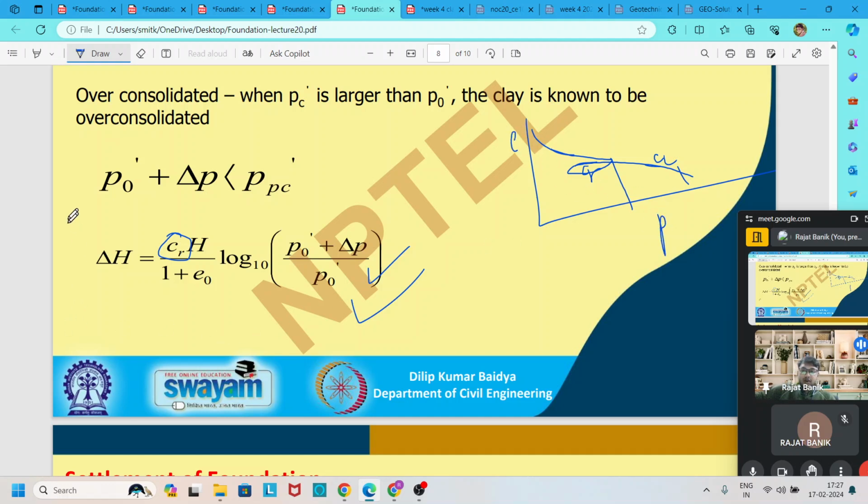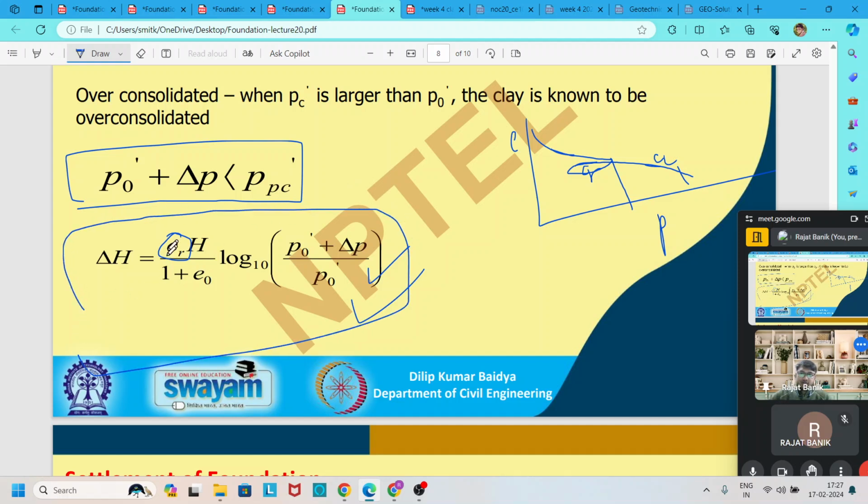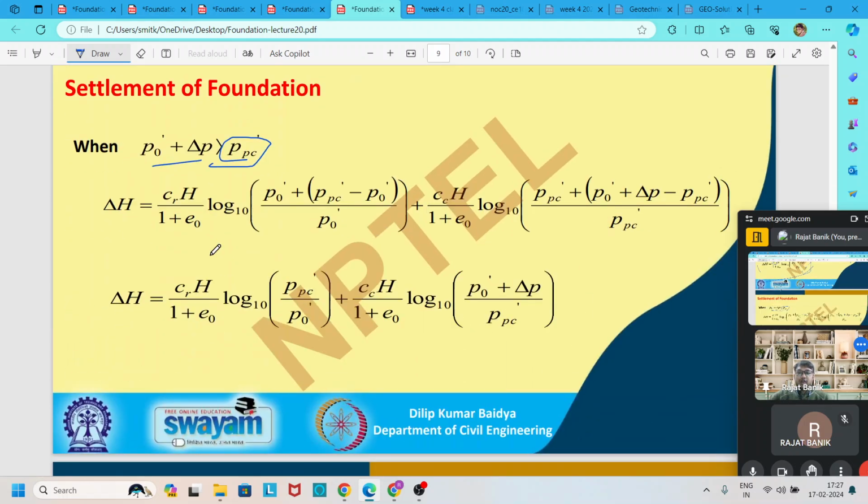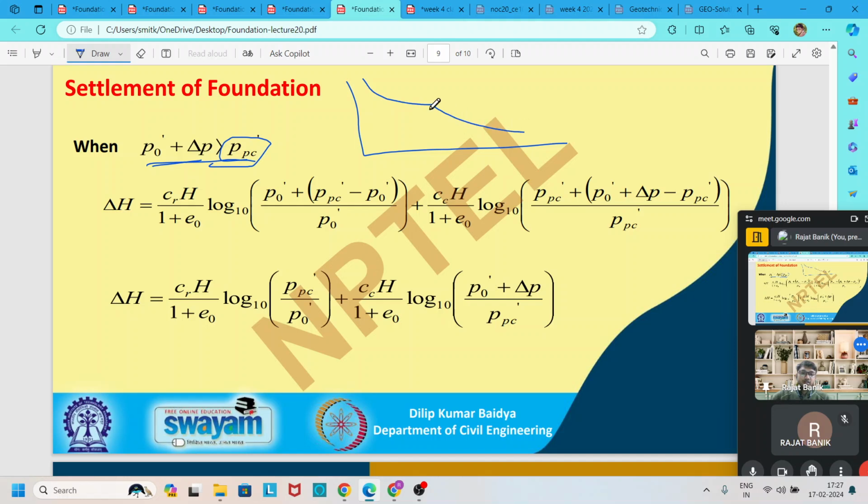So if our P naught plus del P is less than the over consolidation pressure, then Cc will become Cr. That means we are using the recompression index. But if it is greater than Pc, then we divide our zone like this. So here it is recompression Cr, here it is Cc. So up to this, our pressure is P naught plus del P. Up to this is Pc.